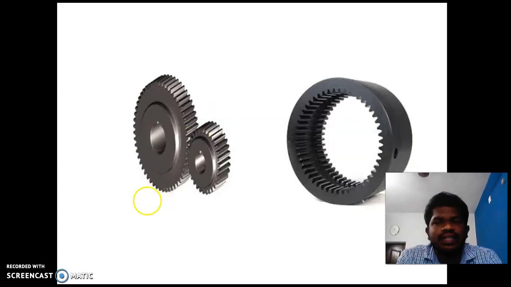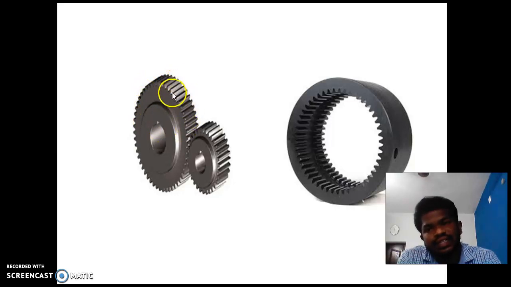See here, this is the image of the external spur gear. Spur gear is the simplest form of gear. Each tooth on the gear is aligned parallel to the axis of the gear. So here the gear axis and the gear tooth are parallel to each other.